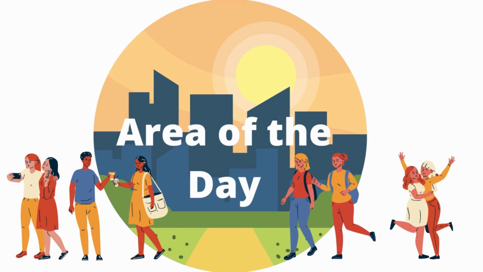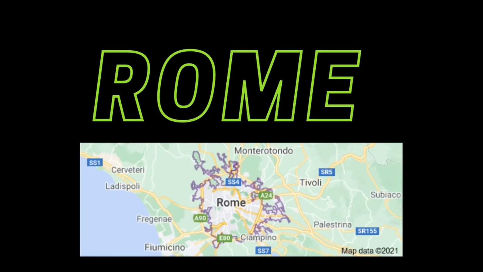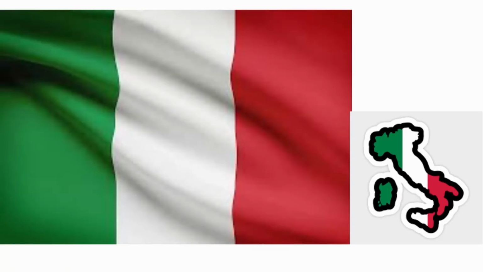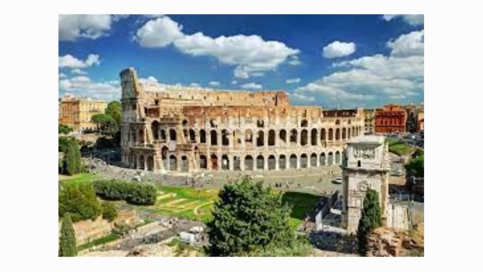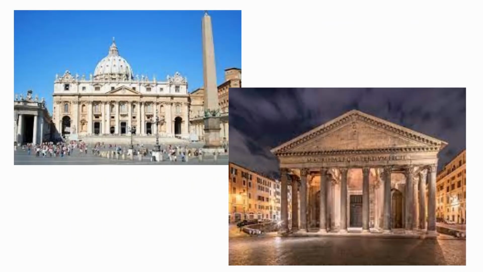Our area of the day or country of the day today is Rome. Rome is the capital of Italy. Italy is a really large country and there are lots of historic sites to visit like the Colosseum and lots of other places. Take a look at the awesome sights you can see in Rome.